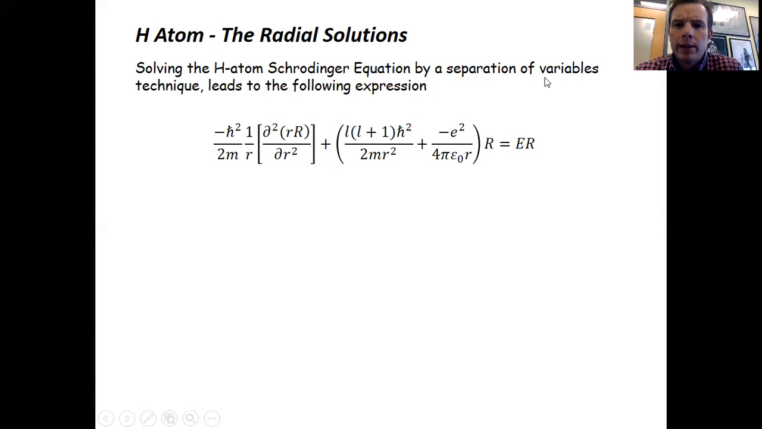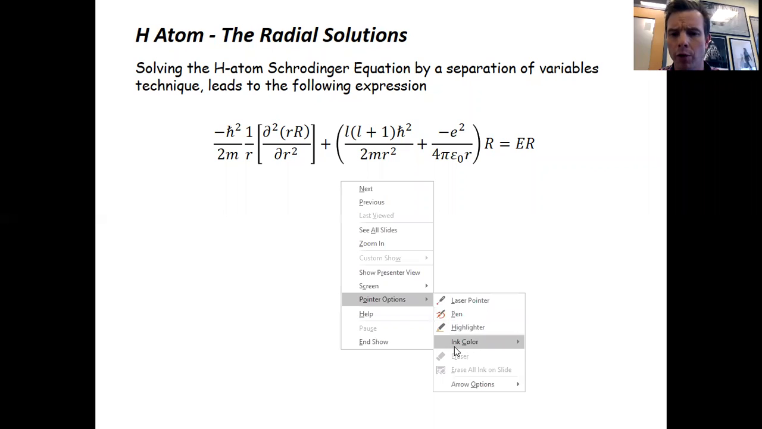All right, we're continuing to work through the Schrodinger equation for the hydrogen atom. In this video, I'll talk about the radial solutions. When we solve the Schrodinger equation for the hydrogen atom by a separation of variables technique, it leads to the following expression. This is a differential equation which depends on the radial coordinate r. And before I get into how we solve this, I want to talk a little bit about what we might qualitatively infer from this form of the equation.